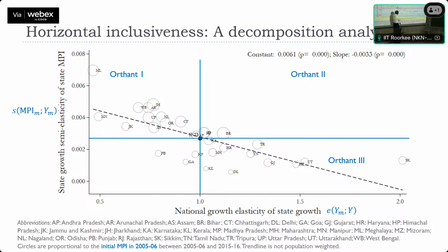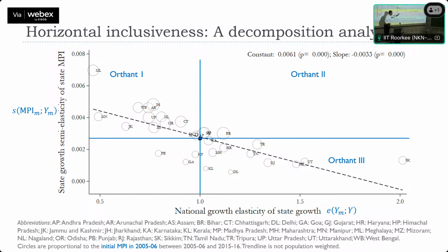Let's take the example. This is GJ, Gujarat. This value is high, but this value is low. It is falling on orthant 3. What would be the implication? This is 1 over here. So you have a value here which is definitely closer to 1.5, right?